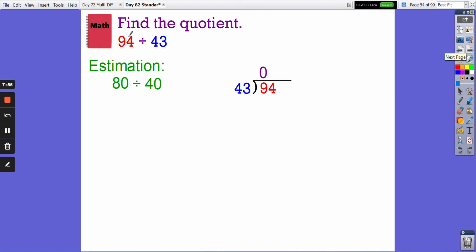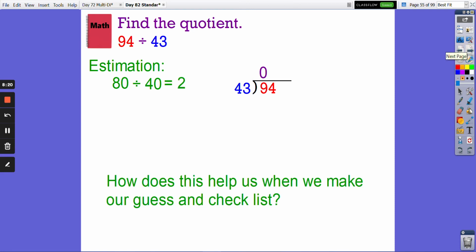Then we're going to choose a number that 40 can go into evenly, okay? So that's why we picked 80. Normally when you're rounding to the nearest 10, it would be 90, but 4 doesn't go into 9 evenly, so we're going to do 80. So when you're estimating with division, it's a little different. You're going to pick numbers that are friendly to work with that divide evenly. So 80 divided by 40 equals 2. Okay, so our answer should be somewhat close.